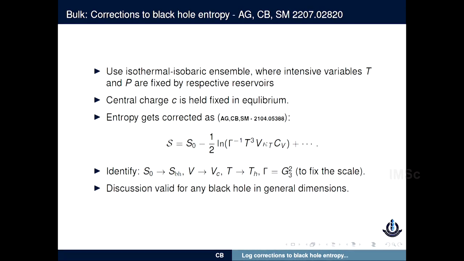Temperature is the Hawking temperature. Entropy is the entropy of the black hole. And there is an additional scale which we need to fix. We took it as the square of the Newton's constant. And this computation is general for any thermodynamic system, but for the BTZ black hole, we have to take these appropriate relations.